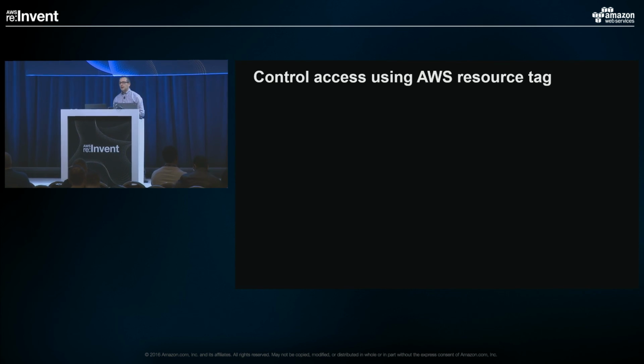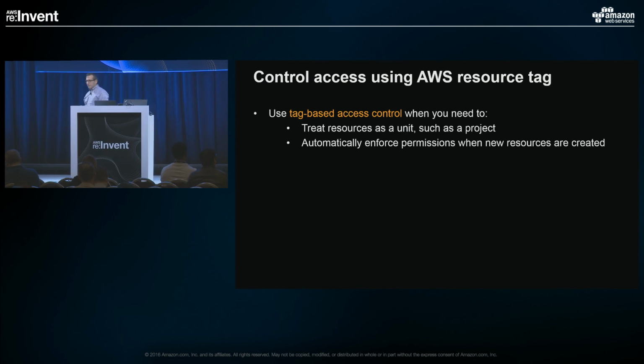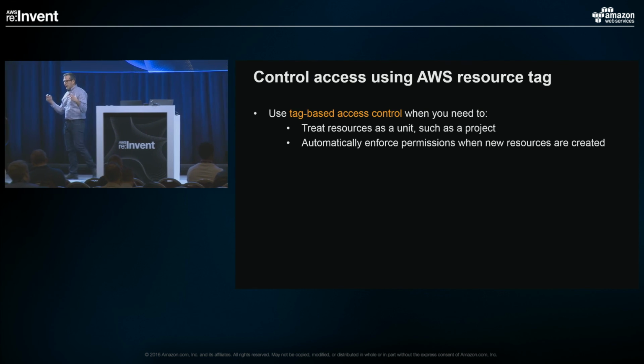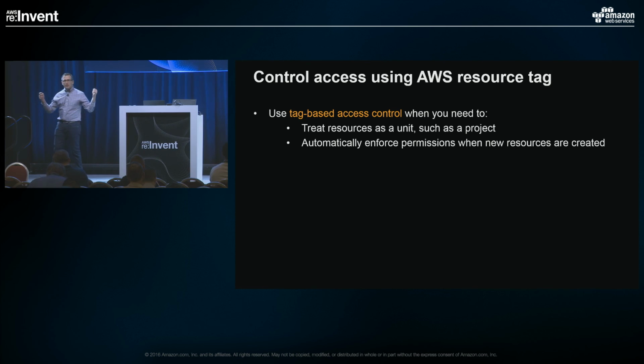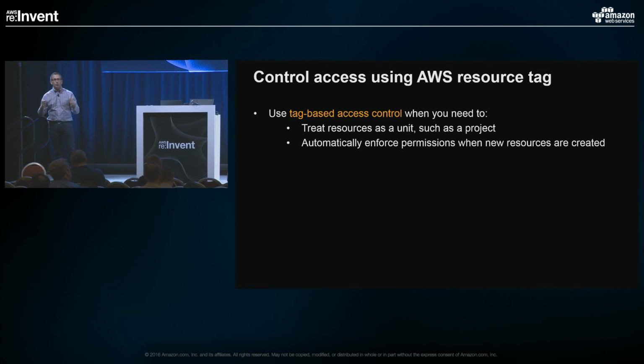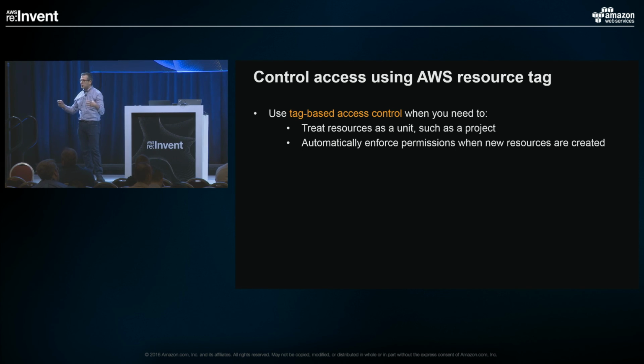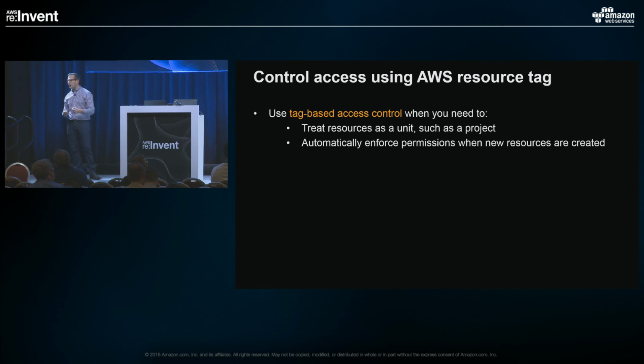Control access using AWS resource tags. So what do we mean by this? You can have your resources, tag them with a very specific tag, and control who has access to resources tagged with this specific tag. In this way, you can treat your resources as one unit, and you don't need to go back to the policy whenever you create a new resource and add it to the resource list.